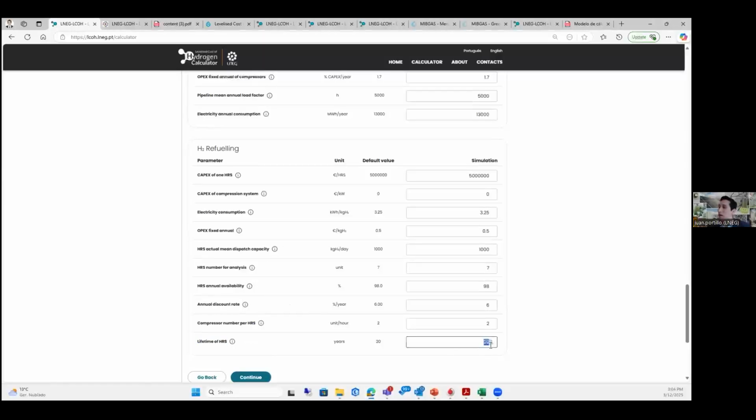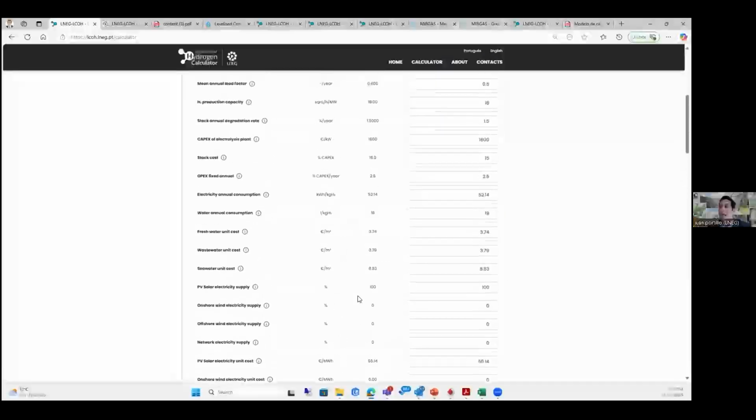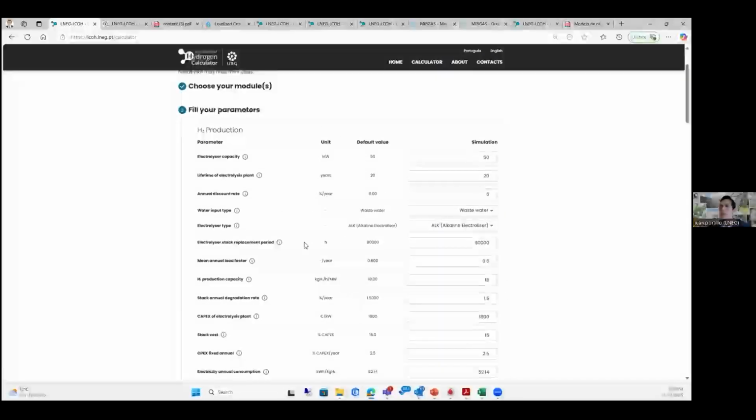In here, we have set, for instance, for this module, a reference of 20 years. But in any module, in any component, we may have a different lifetime of the plant. In here, for instance, which is the second line, we may have a lifetime of 25, the pipelines may be 60, the road transport or the trucks may be 10 years as a span for the lifetime, or 20 for the hydrogen refueling station.